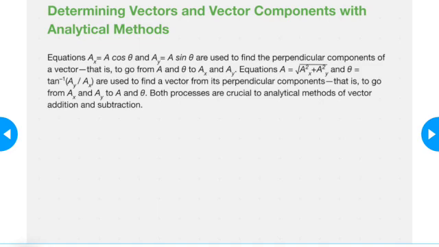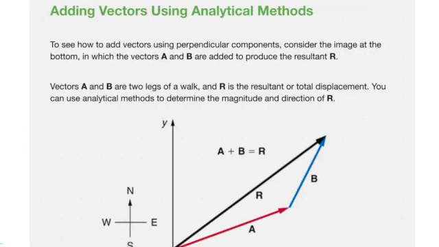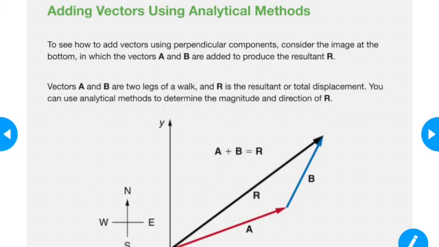Now, if we have two vectors that don't make a right triangle, we're going to have to use all of these things at once. And that's where we're going to stop. So this picture here, we're going to solve this resultant vector with some actual numbers added onto it. But this is where we're going to end for now.